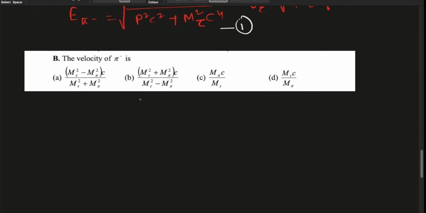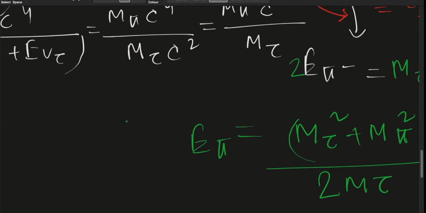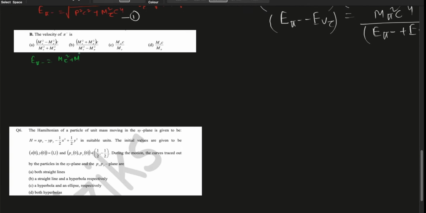Now the velocity of the pion, what is the velocity? Now we need to find the velocity from the equation we have just derived. E pi equal to, we have found, m tau square plus m pi square into c square.